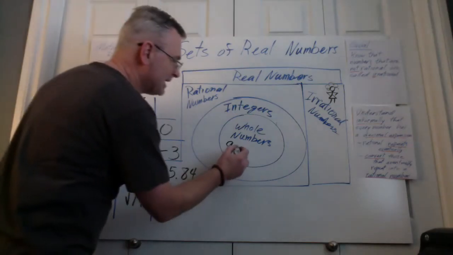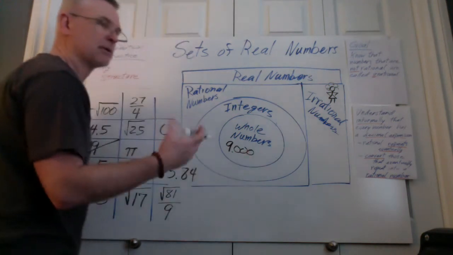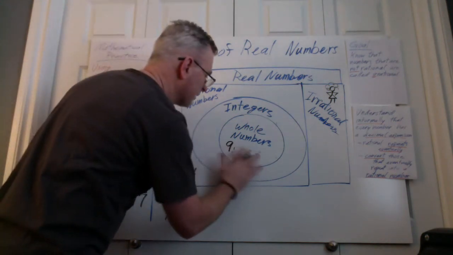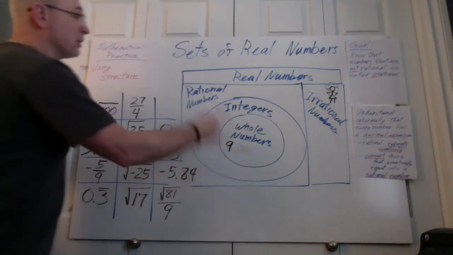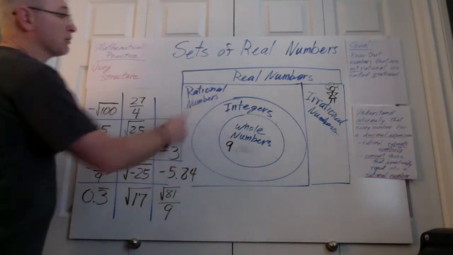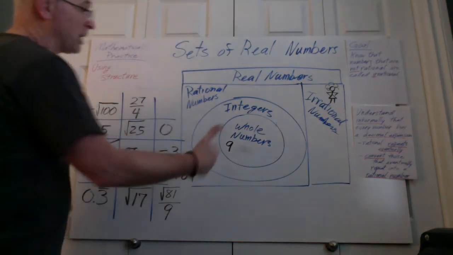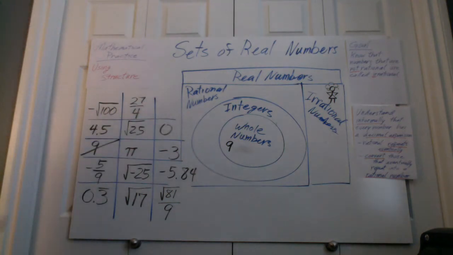Because its repeating part of its decimal is 0, 0, 0, 0, I don't need that on there. It's a whole number, it's an integer, and I could write it as a fraction if I wanted: 9 over 1, it's a whole number. Let's look at another one.